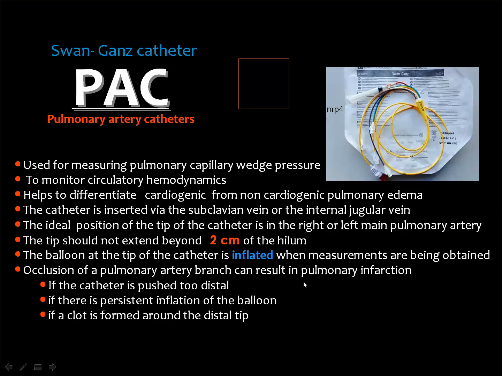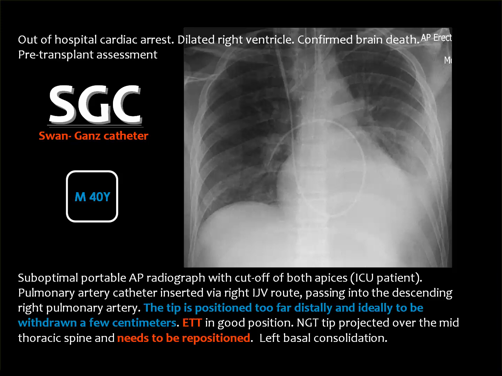Then, if the balloon is advanced too much beyond the pulmonary artery bifurcation, or if it is left inflated for some time, then the catheter may result in occlusion of the pulmonary artery and the development of pulmonary infarction. If the catheter is pushed too distal, if there is persistent inflation of the balloon, or if there is a blood clot that has been formed around the tip of the balloon, this will occlude the corresponding branch of the pulmonary artery, which will result in pulmonary infarction.